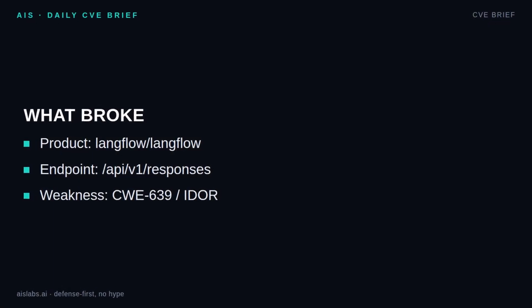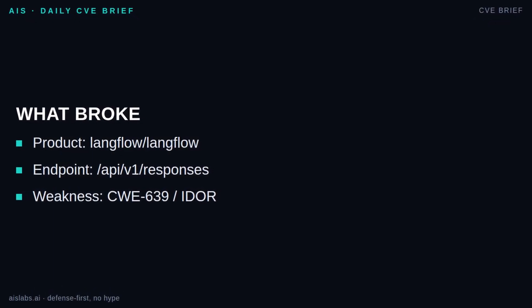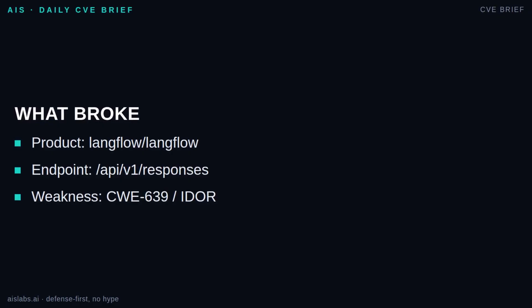CVE-2026-55255 affects Langflow. The official NVD description says that prior to version 1.9.1, an insecure direct object reference vulnerability in the /api/v1/responses endpoint allows an authenticated attacker to execute any flow belonging to another user by specifying the victim's flow ID in the request. The weakness is mapped to CWE-639.